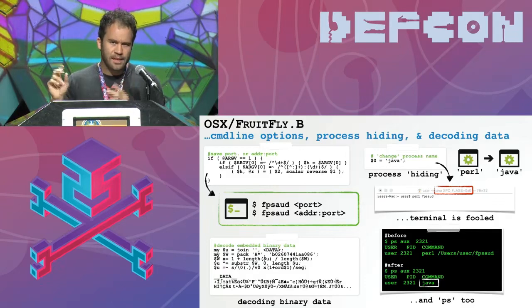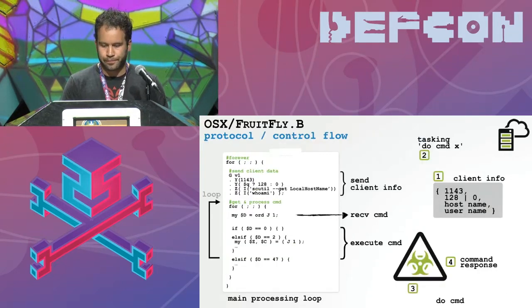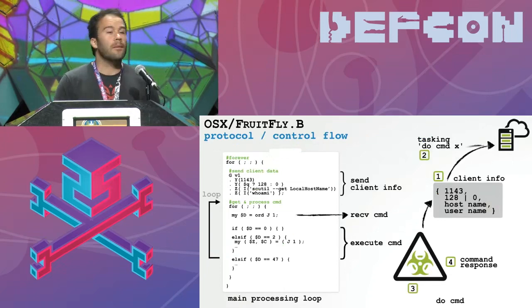It also hides its process by just changing args of 0. This will fool tools like ps. And then finally it decodes some binary data, which turns out to be an embedded macOS binary. Finally, we get to the main processing loop.